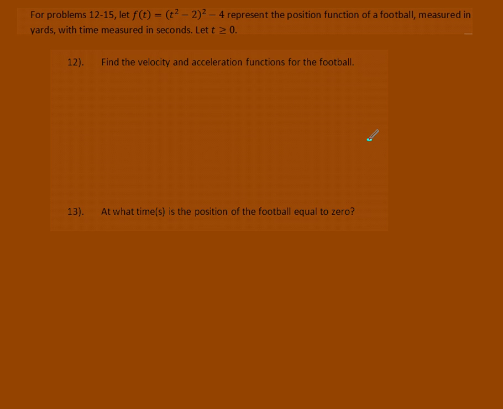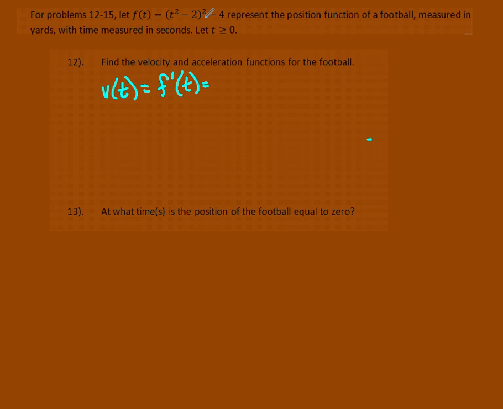We're reviewing for your position, velocity, and acceleration part of your test coming up. In this first problem, it gives you a position function, and they're asked to figure out what the velocity and acceleration functions are. Remember, the velocity function, in terms of t, is just the derivative of the position function.